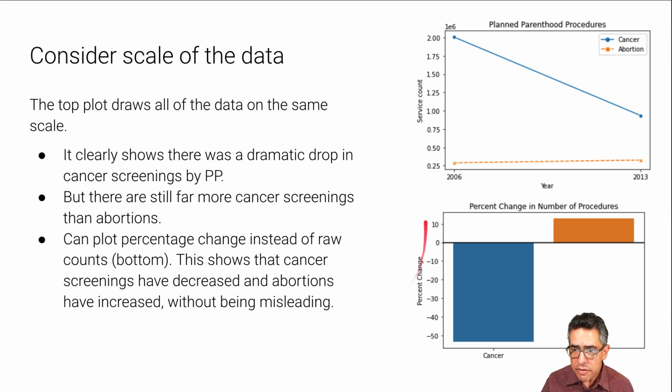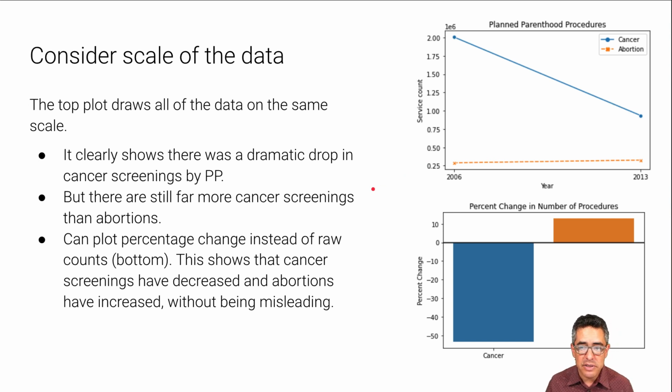So this is one way of showing those same data basically on the same vertical scale. In addition, since we're only comparing 2 points in time, we've also removed all of the other x-axis points. Now, it is true that cancer screenings did go down between 2006 and 2013, and that the number of abortion services did go up by a small amount. But it is not true that those 2 lines cross in terms of the total count.